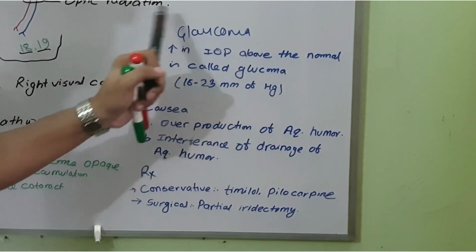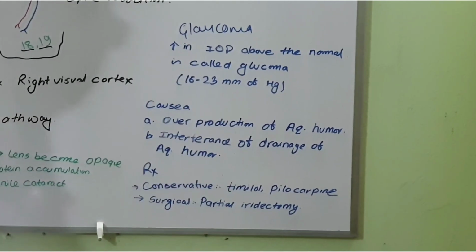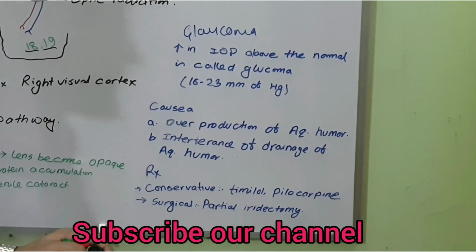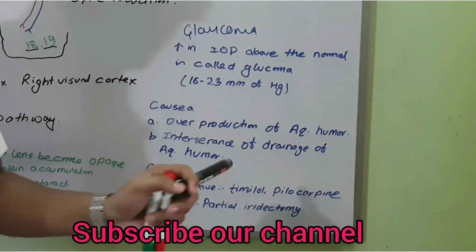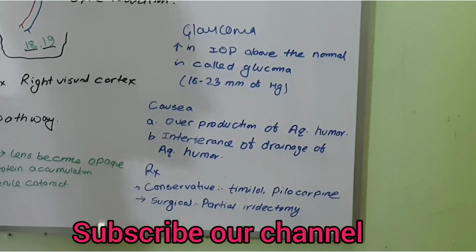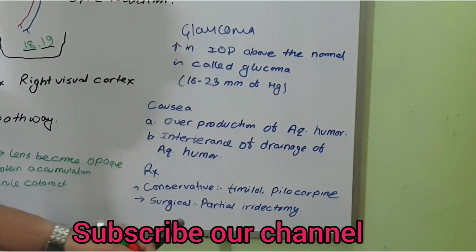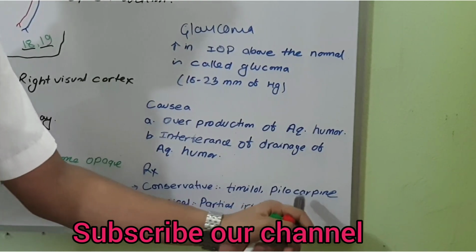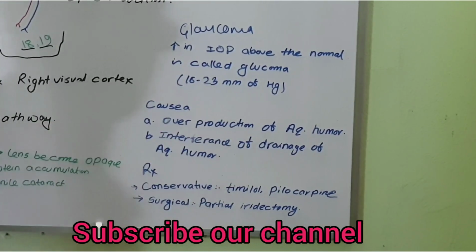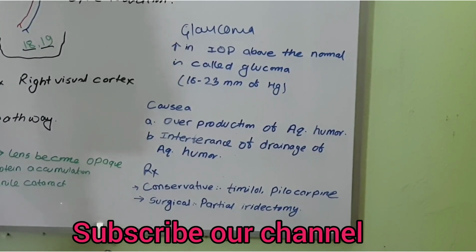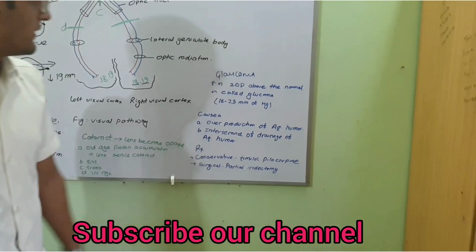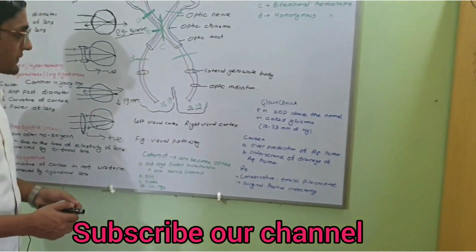There are also other causes, but these are the main causes. The treatment of glaucoma is first conservative treatment followed by surgery. In conservative treatment, the drugs of choice are timolol and pilocarpine, which are generally prescribed in case of glaucoma, and in surgical treatment, partial iridectomy is done to treat glaucoma.